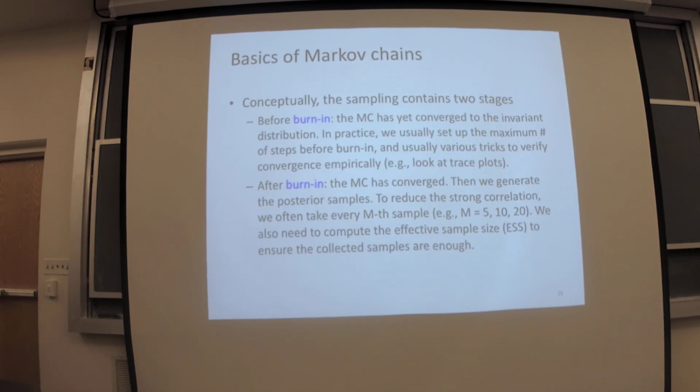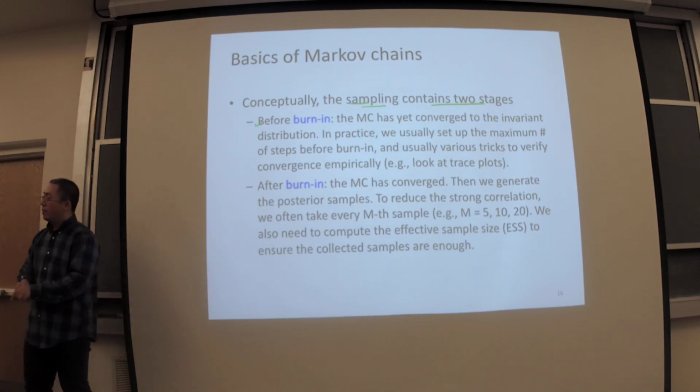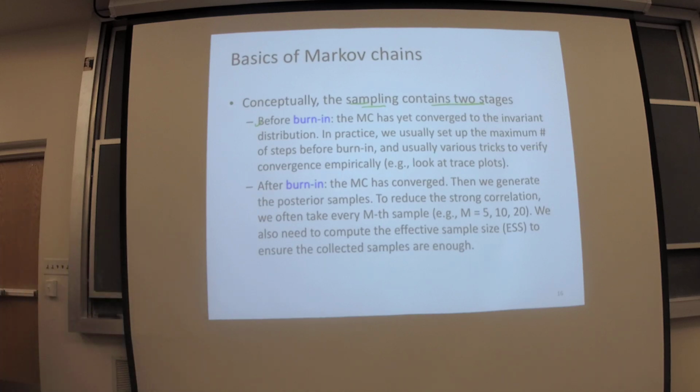In general, our sampling procedure consists of 2 stages. First is called before burn-in, and second is called after burn-in. So what is burn-in? Burn-in means your chain has converged to the true posterior. Before the burn-in step, it just means your chain has not yet converged to the invariant distribution. In practice, we usually set up a maximum number of steps before burn-in, and also use a variety of tricks to verify the convergence empirically.